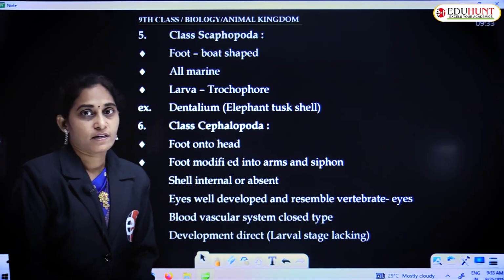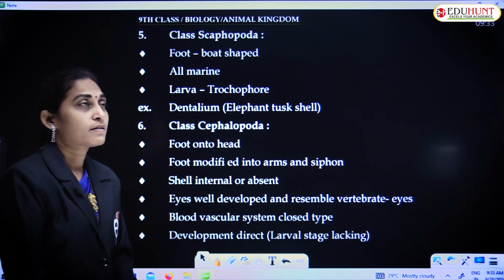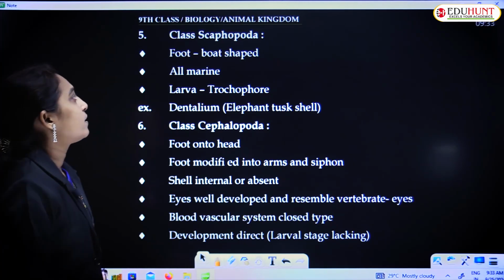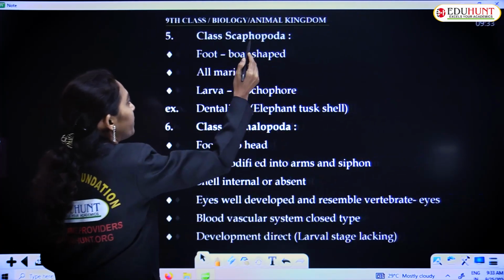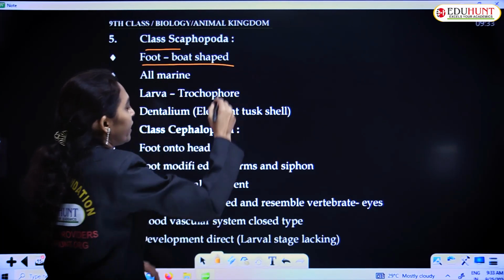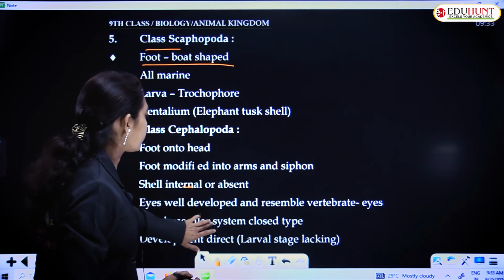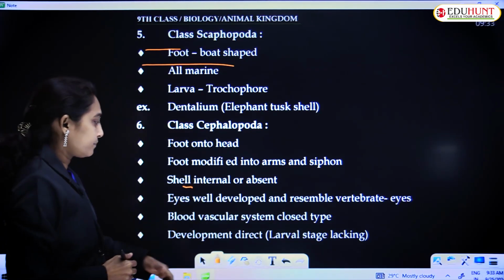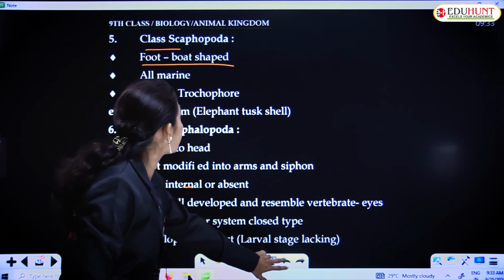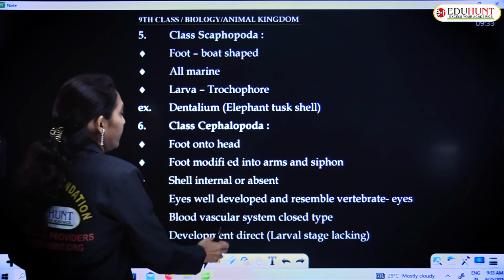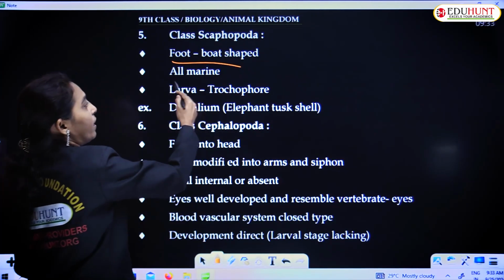And the fifth class is Scaphopoda. In Scaphopoda, the foot is boat shaped. And all are marine. Here the foot is boat shaped, all are marine.